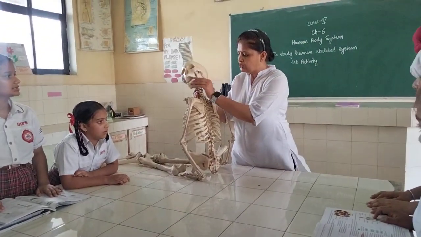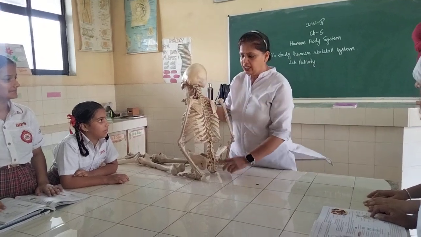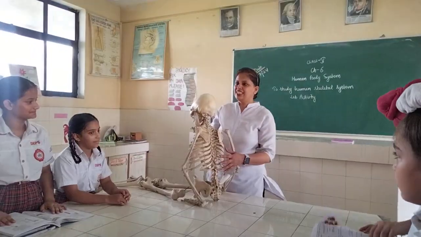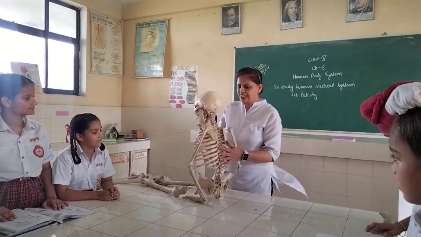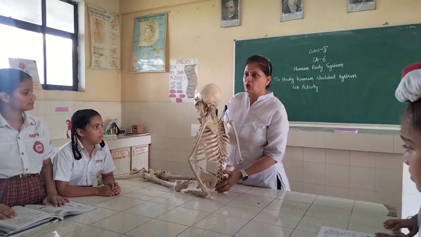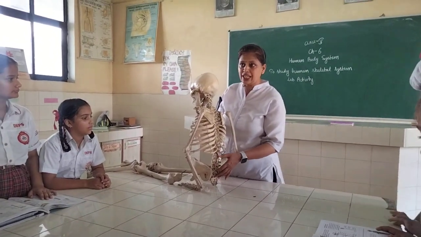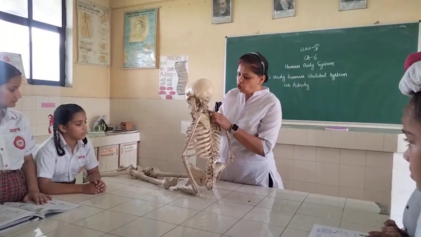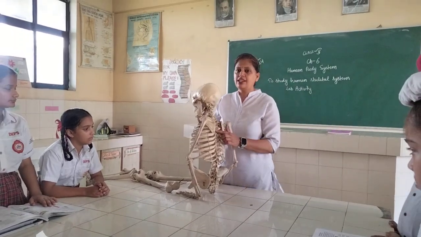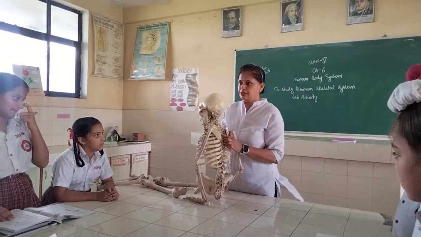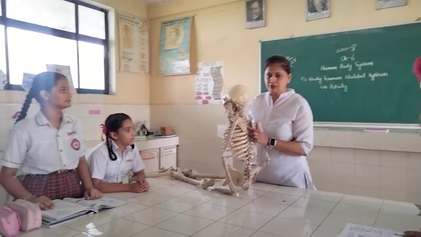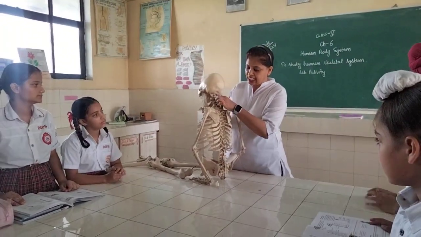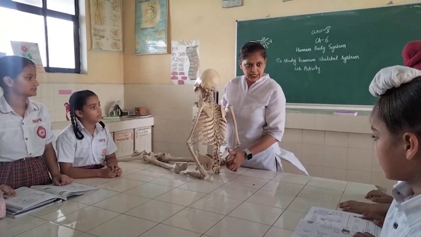This is called the vertebral column. As you see, our skeleton is able to sit like this. Due to this vertebral column, we are able to sit, walk, and move. These are small ring-like bones, and there are 33 of them. How many vertebrae are there? 33. These are the small ring-like bones, as you see here in the skeleton.